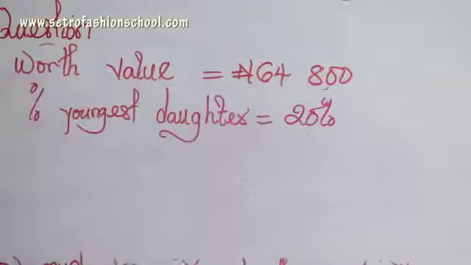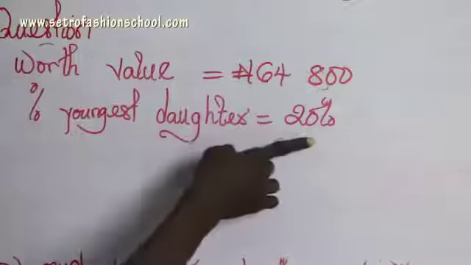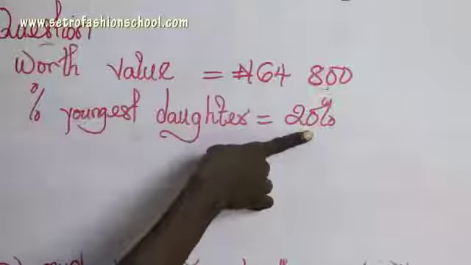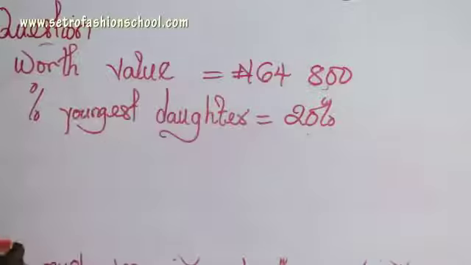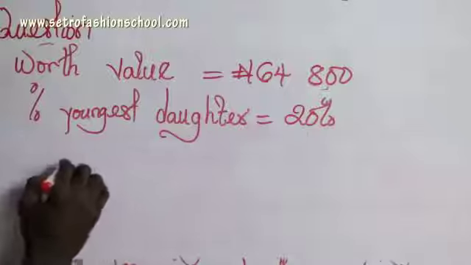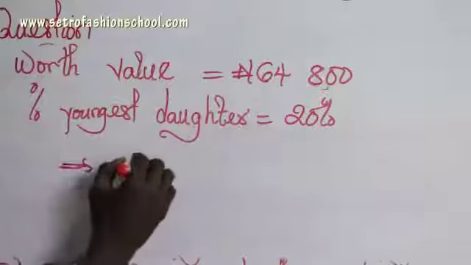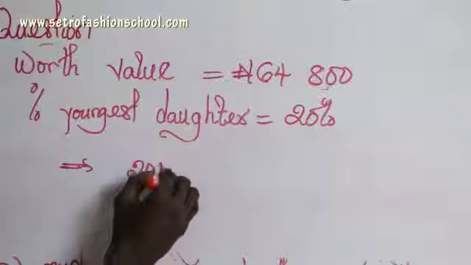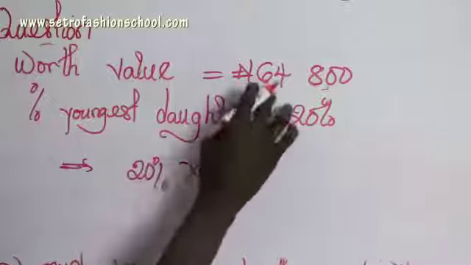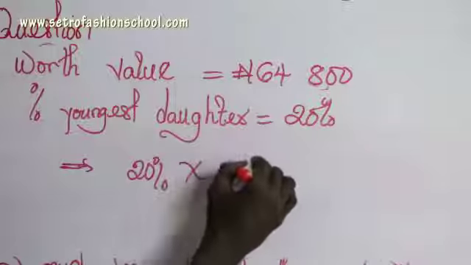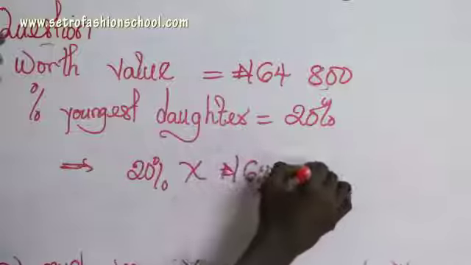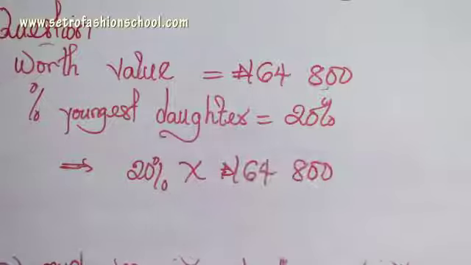Now, the next thing we are going to do is multiply this percentage by this. Let's see. That's going to be 20% times 64,800 naira. Now, what then are we expected to do?